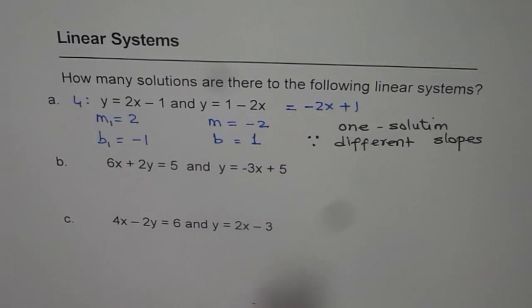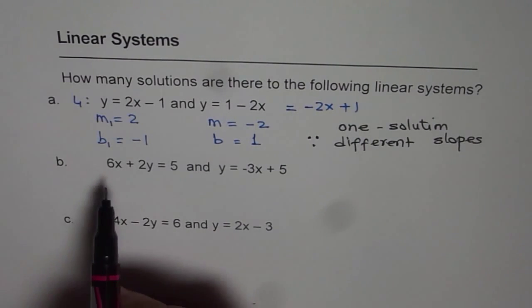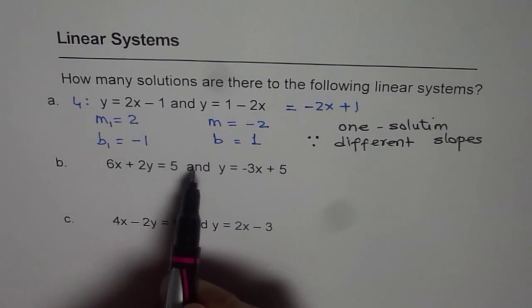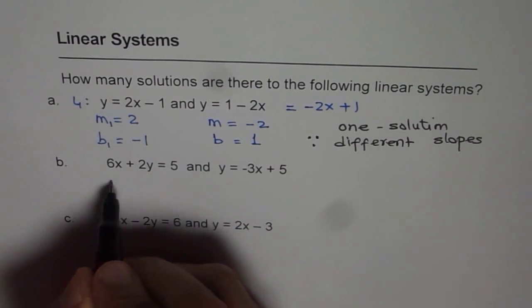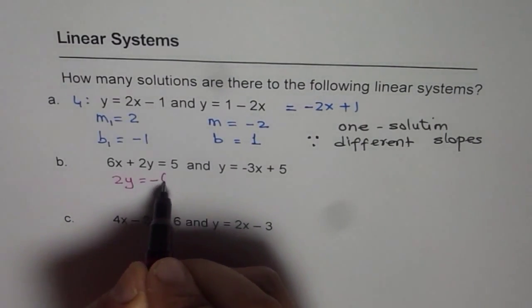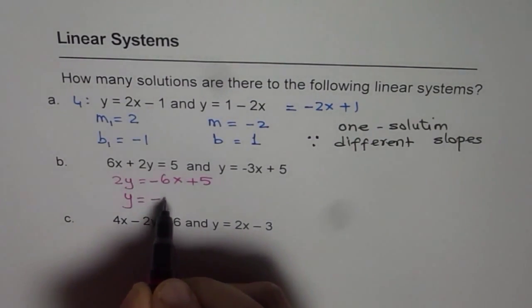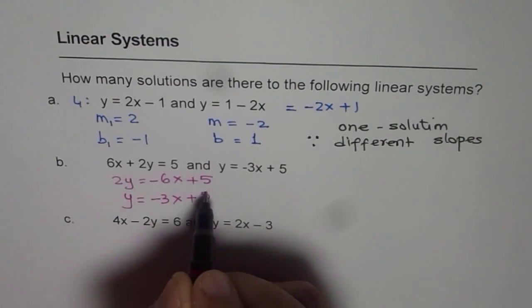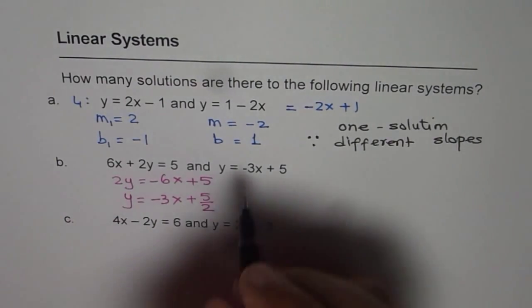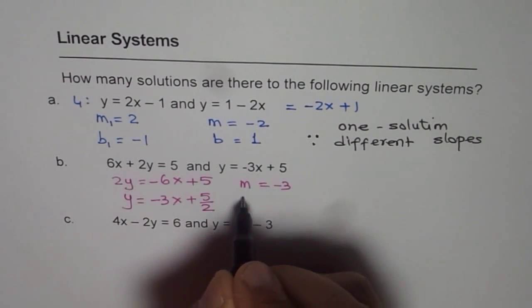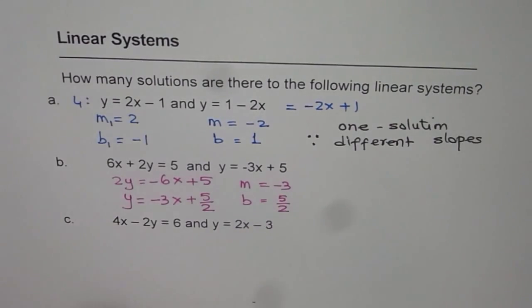Now let's analyze the second set of equations and figure out how many solutions we have. This equation is 6x plus 2y equals 5. It is good practice to write it in slope and intercept form and then read the slope. Let's do it. We have 2y equals minus 6x plus 5. Dividing by 2, we get y equals minus 3x plus 5 by 2. So for this equation, we have slope m as minus 3 and y-intercept 5 divided by 2.